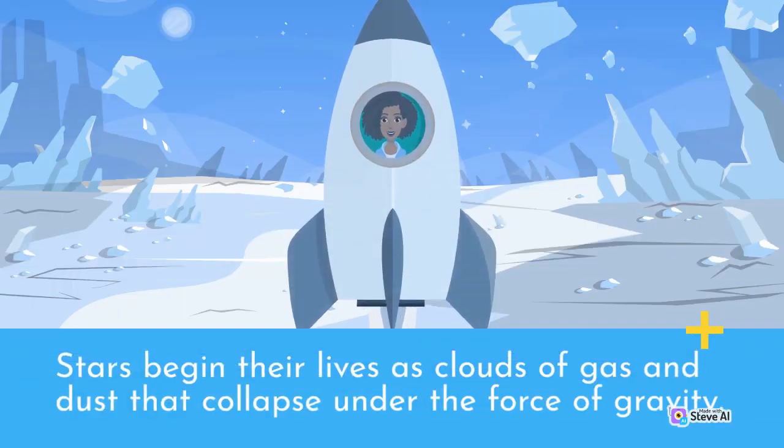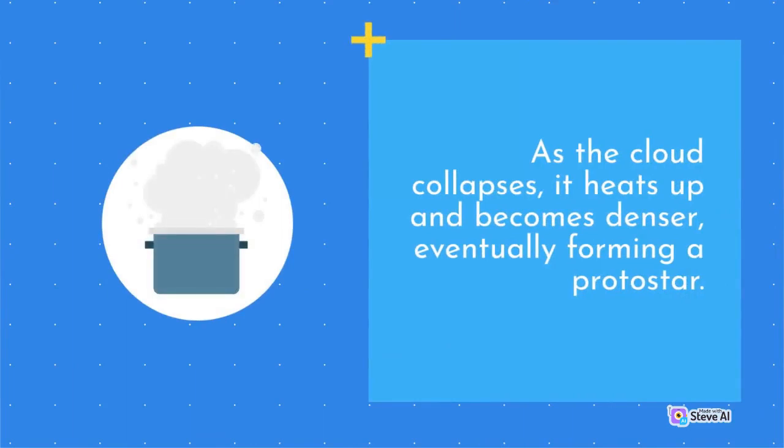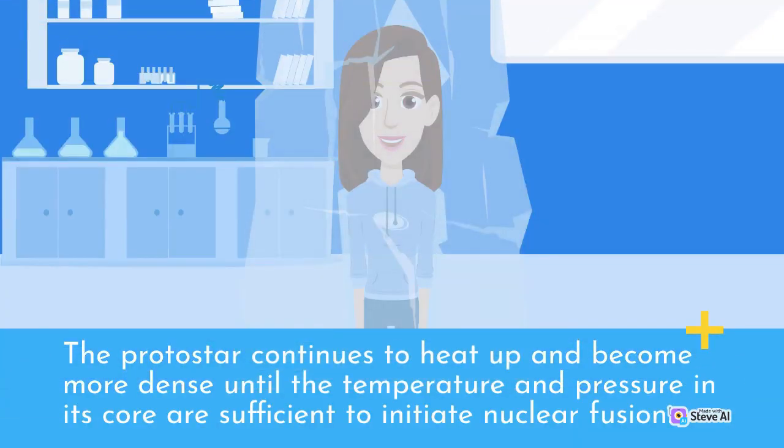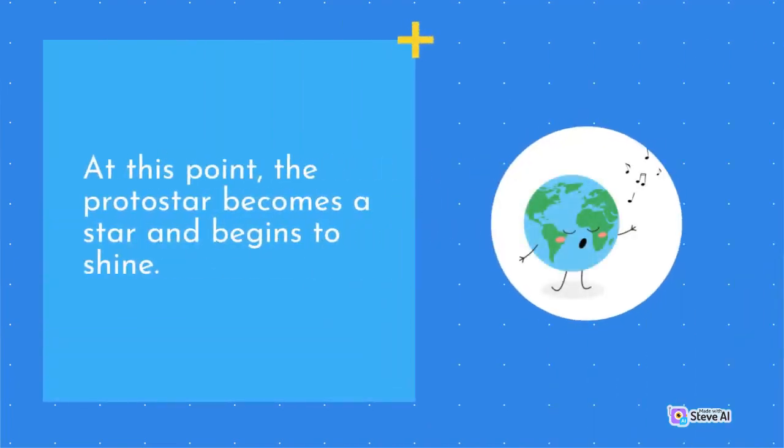Stars begin their lives as clouds of gas and dust that collapse under the force of gravity. As the cloud collapses, it heats up and becomes denser, eventually forming a protostar. The protostar continues to heat up and become more dense until the temperature and pressure in its core are sufficient to initiate nuclear fusion. At this point, the protostar becomes a star and begins to shine.